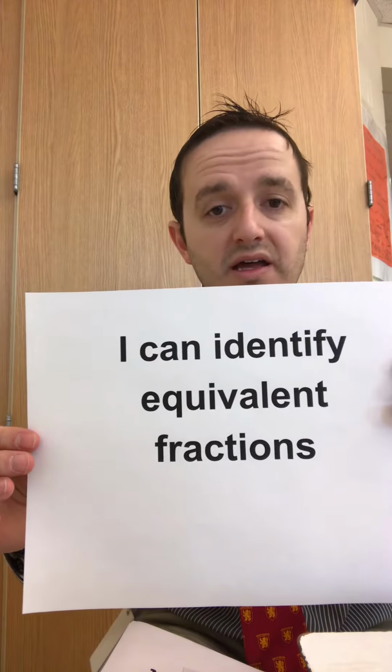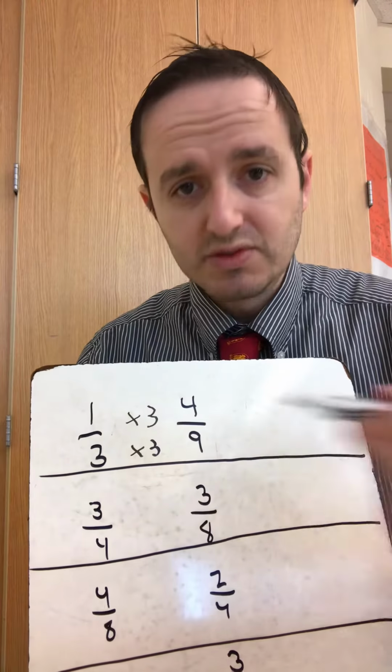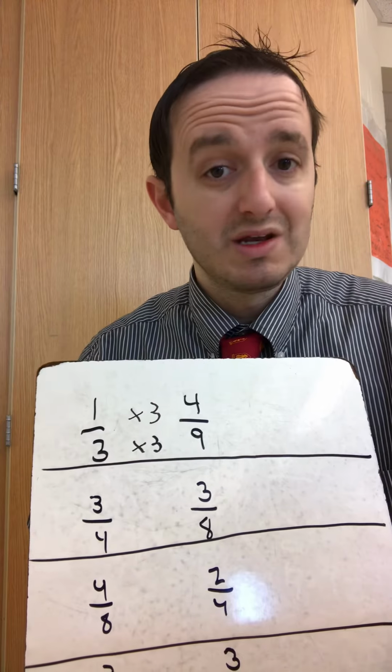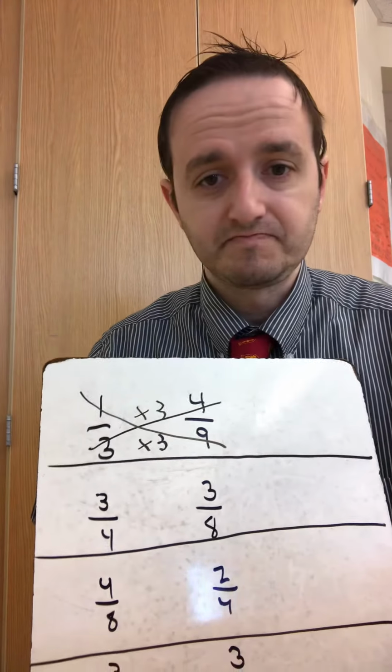All right. Now, whatever you do on the bottom with your denominator, you also have to do the exact same operation on the top. Does 1 times 3 equal 4? Well, we know it doesn't. So we know that these two cannot be equivalent.